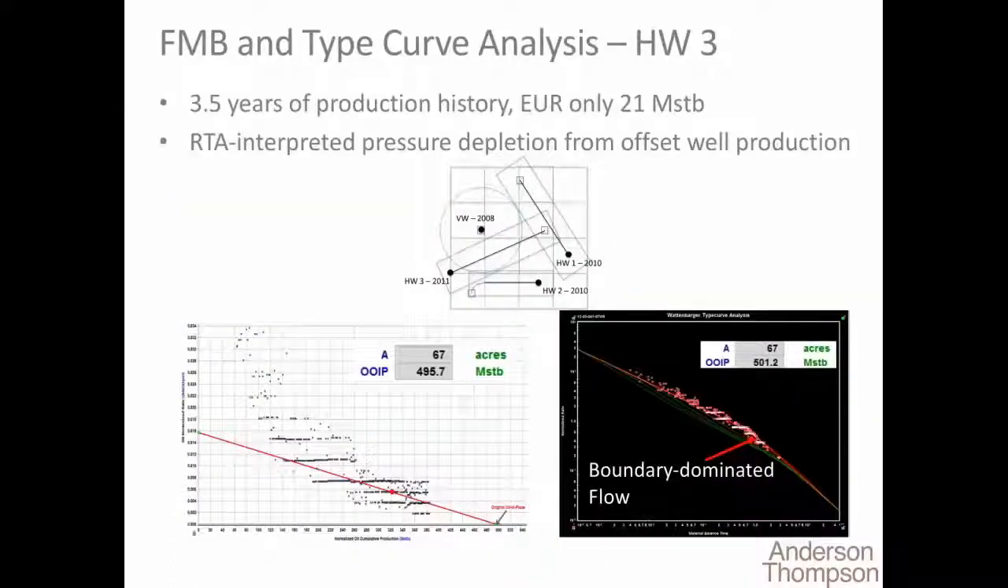Now looking at that horizontal well, the latest well that was drilled, that was causing this problem in the vertical well and in the other horizontal wells as well, it had 3.5 years of production history when we looked at it, because it was a 2011 well, and its EUR was only 21,000 barrels, despite the fact it was a 10-stage completion in good rock. The RTA interpreted pressure depletion from the offset well production is something that could have potentially prevented this drill location.